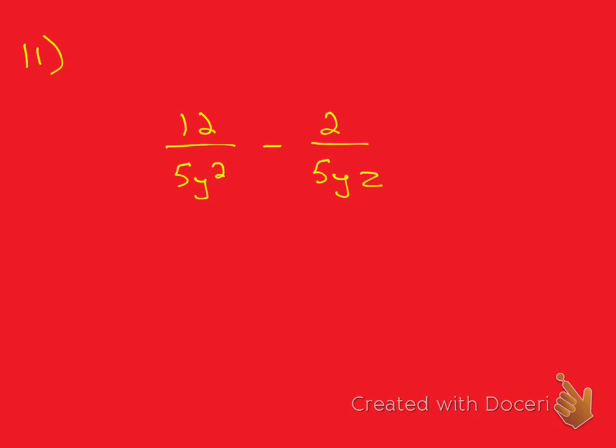All right, quiet. The common denominator here would be 5y squared z. So I need to multiply the left side by z, right side by y, which would give us 12z minus 2y over 5y squared z. So there is a GCF there of 2 in the numerator. Took out the 2, but it doesn't do anything, okay? You can't simplify it any further.